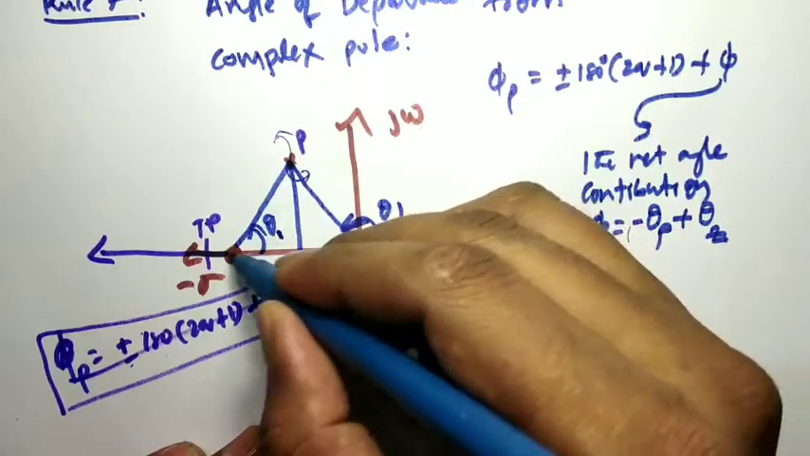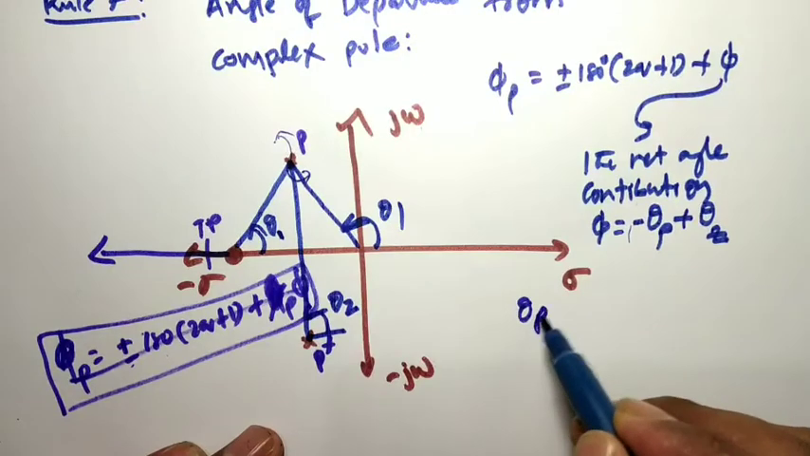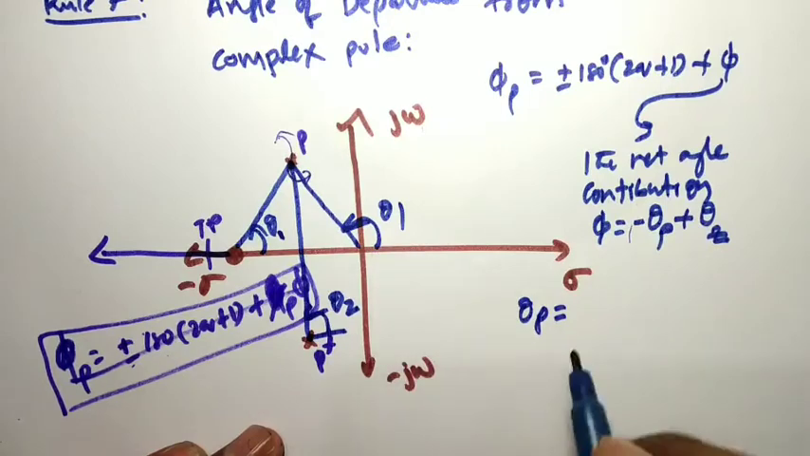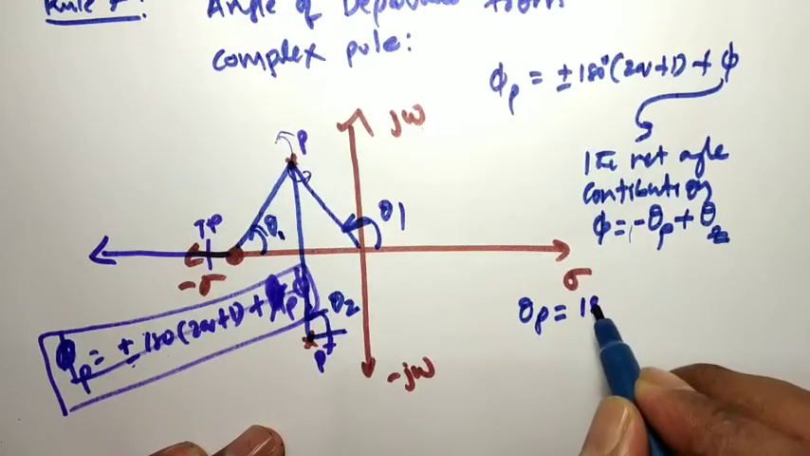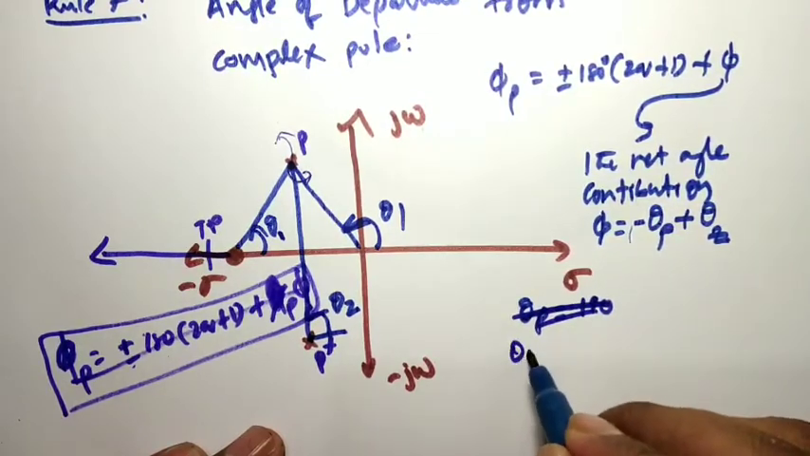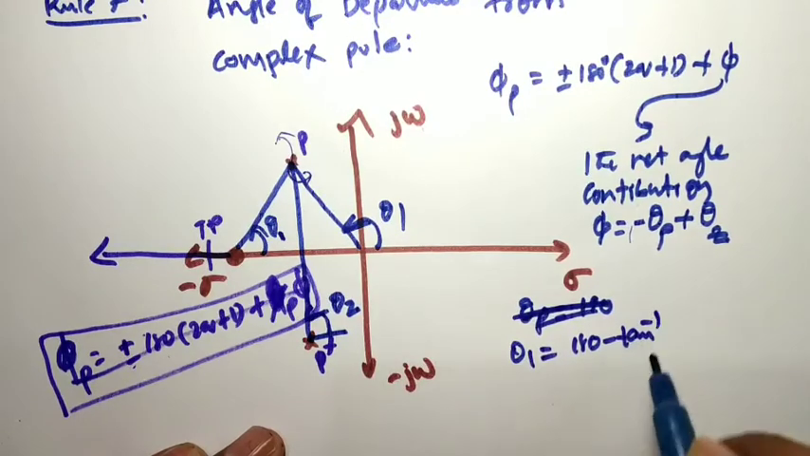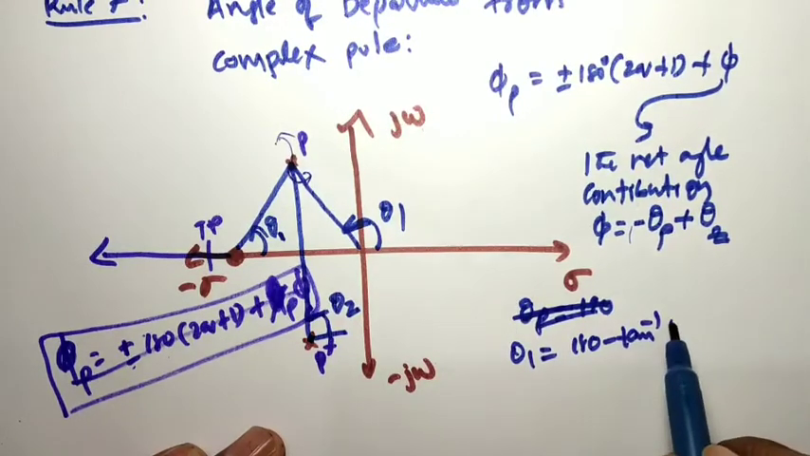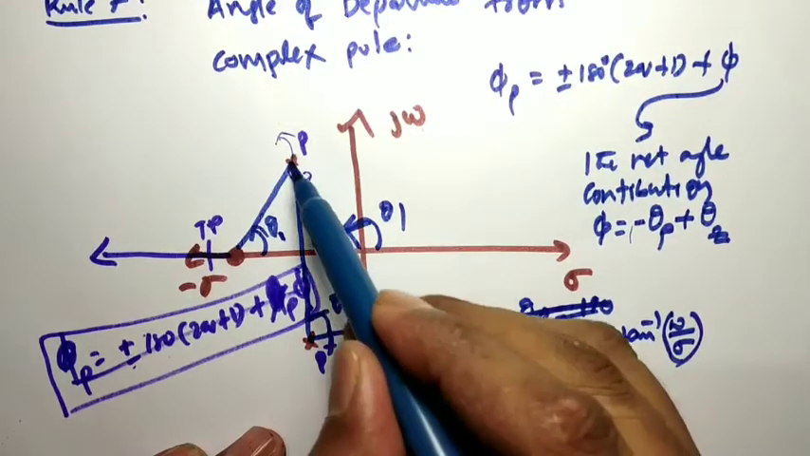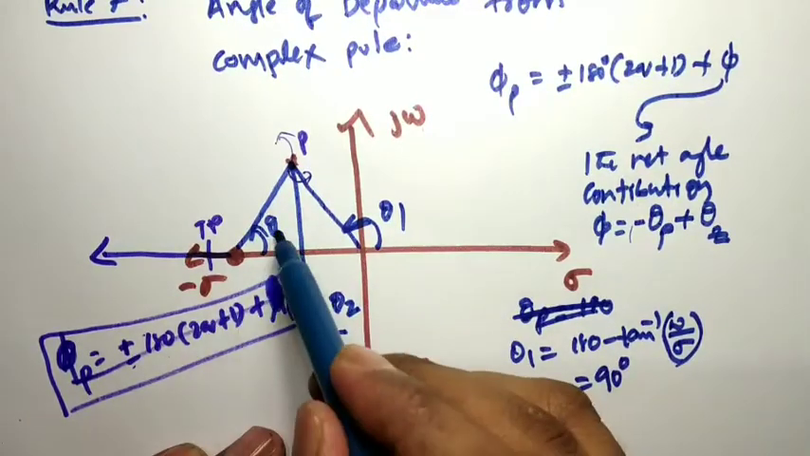So this is contributed by poles. So what is the theta p here? Theta p is equal to, since it is right side, I am going to write 180. So theta 1 is equal to 180 minus tan inverse of imaginary part by real part. When it is symmetrical, you write theta is equal to 90 degrees.